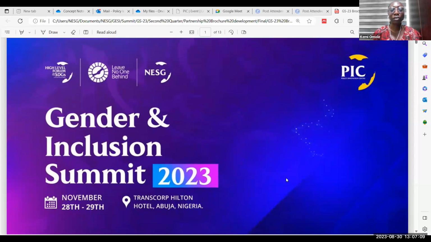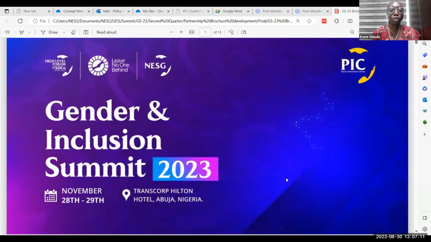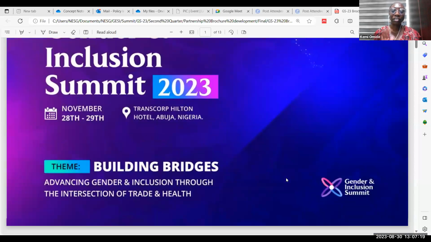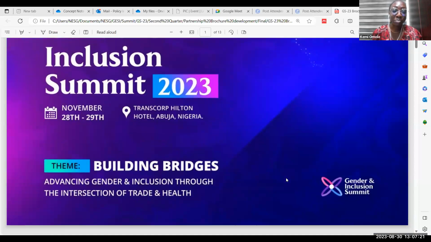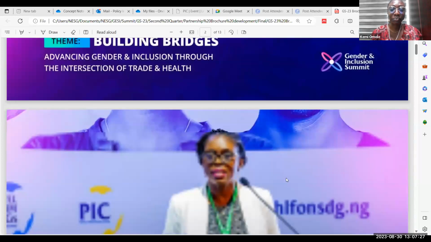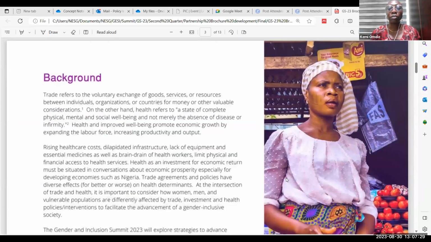So the Gender and Inclusion Summit is going to hold from November 28th to November 29th, 2023. And the theme for this year is a very powerful one: building bridges, advancing gender and inclusion through the intersection of trade and health. The reason why we chose this topic is because we found out that a healthy population is a wealthy population.